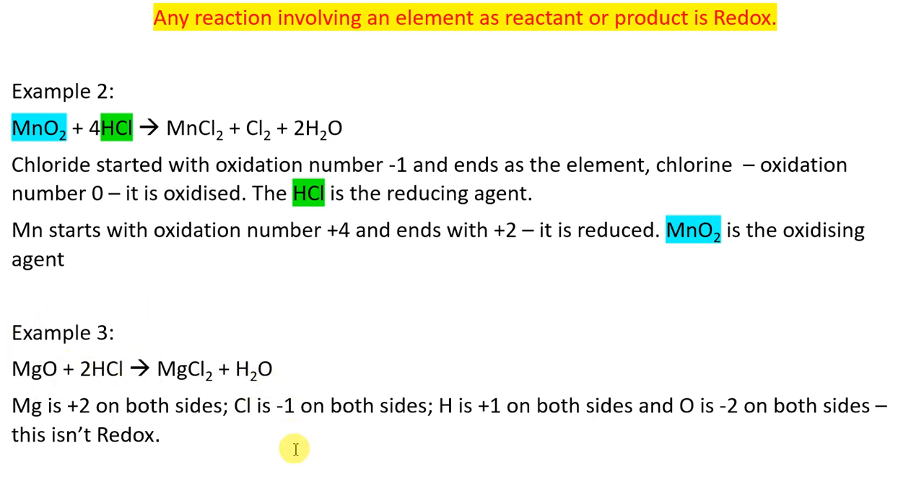Example 3. No elements involved. My easy way out is gone. But I know O is -2 everywhere. I know that H is +1 everywhere. Mg starts off as +2, ends up as +2, no change. Cl is -1 with the hydrogen in HCl, H being +1, and -1 in MgCl2 because it's Cl-. No change. H, of course, is +1 on both sides. O is -2 on both sides. It's not redox.